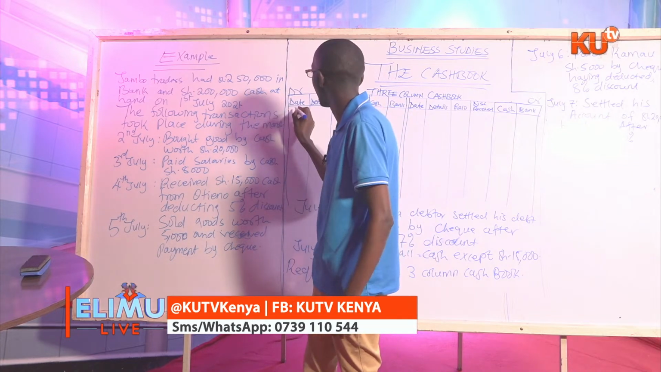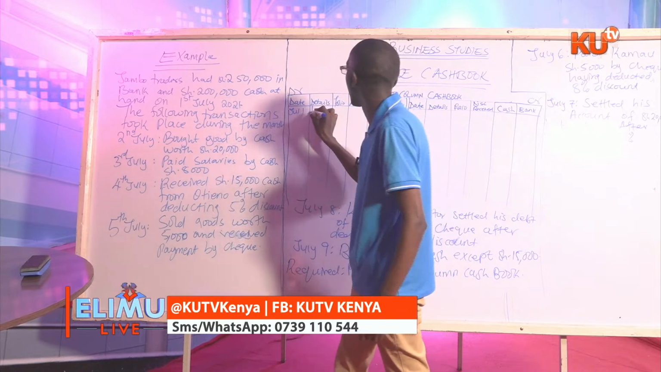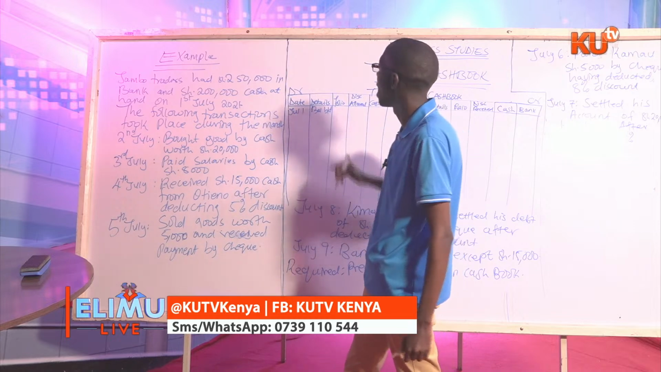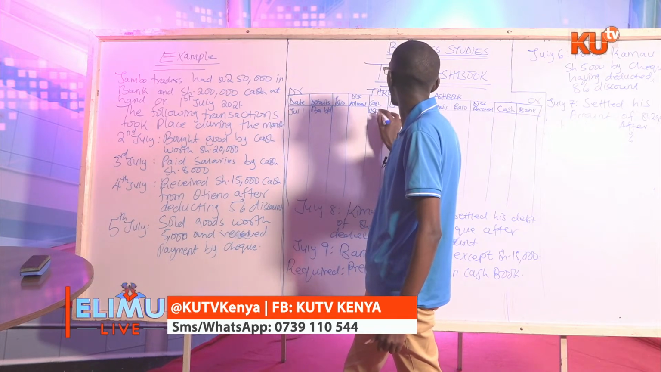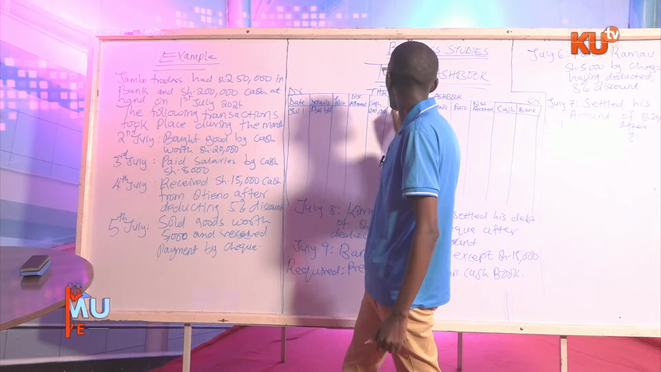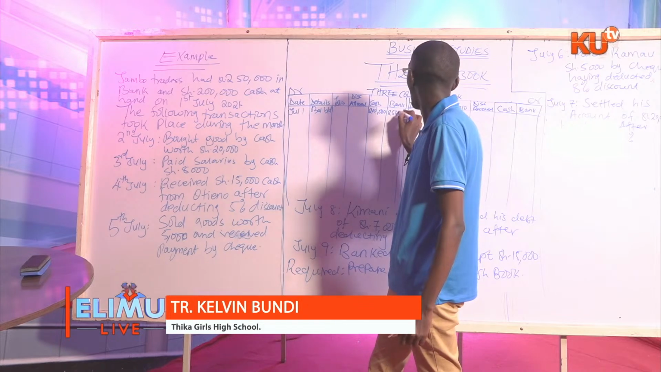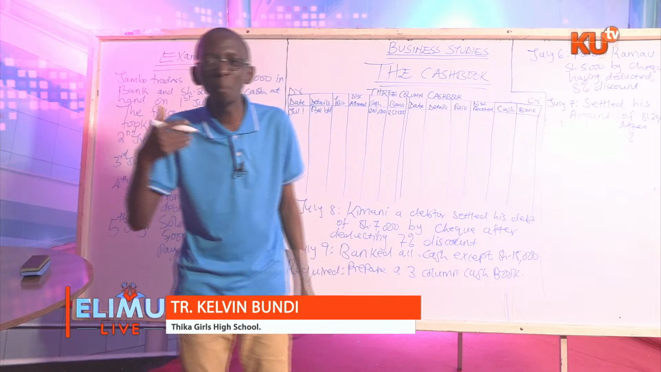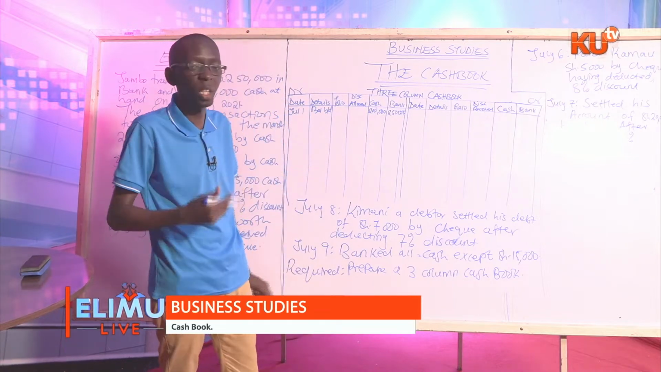So we'll come here and write July 1. Details will be balance brought down. Amount in cash is 200,000. Amount in bank is 250,000. That is the amount of money that Jumbo Traders had on 1st July 2021.